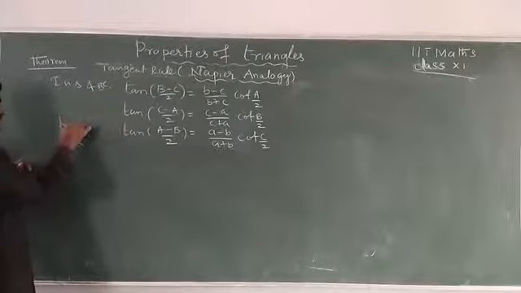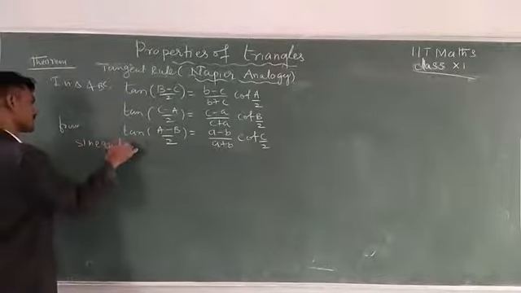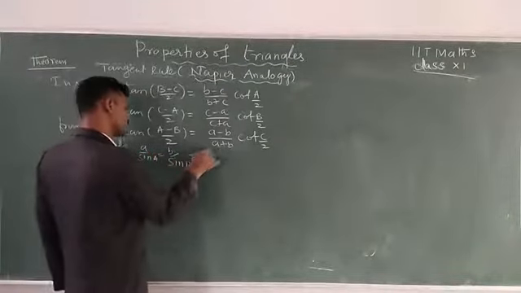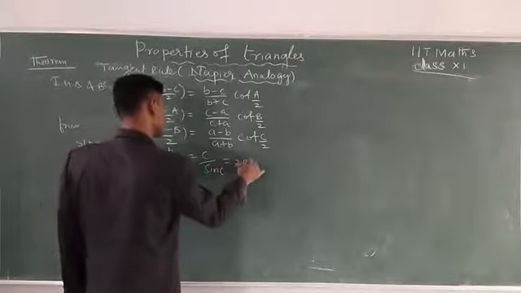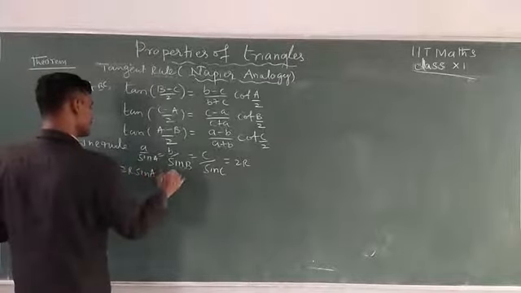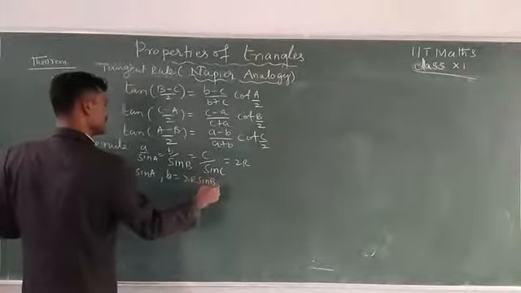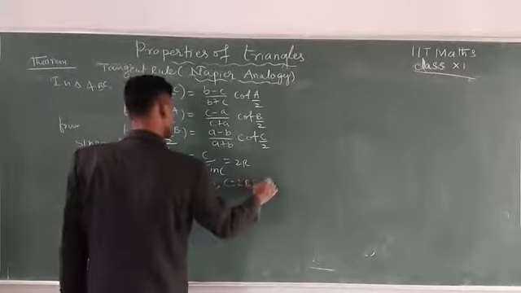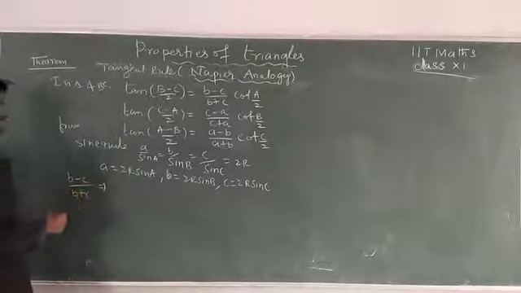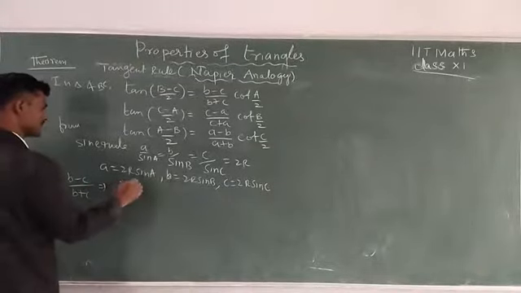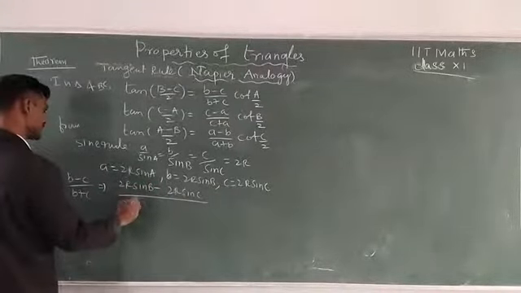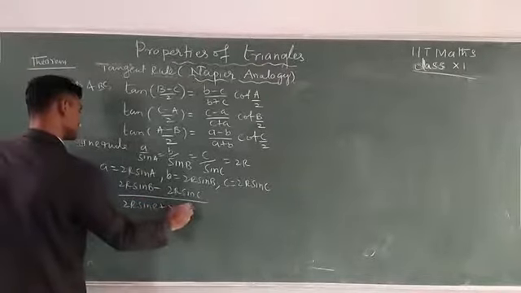Now we have to take the sine rule. From sine rule, a by sin A is equal to b by sin B is equal to c by sin C is equal to 2R. Now you have to take a is equal to 2R sin A, and b is equal to 2R sin B, and c is equal to 2R sin C. Now you can write b minus c by b plus c. See here, b means what? Here 2R sin B minus 2R sin C upon 2R sin B plus 2R sin C.